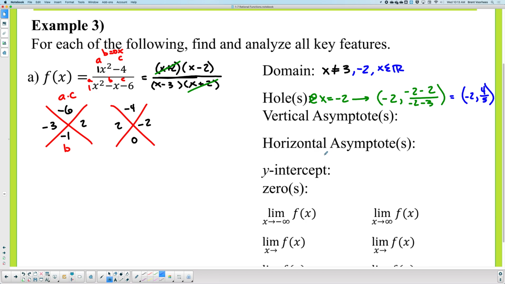Now a vertical asymptote is any factor in the denominator that remains. Do I have any factors on the denominator that remained? Yeah, what's its x value? 3. So put x equals 3.